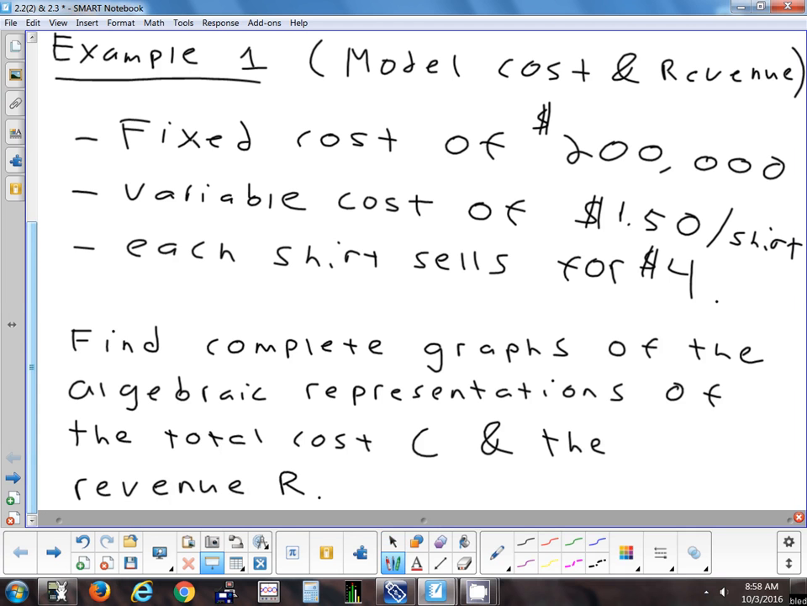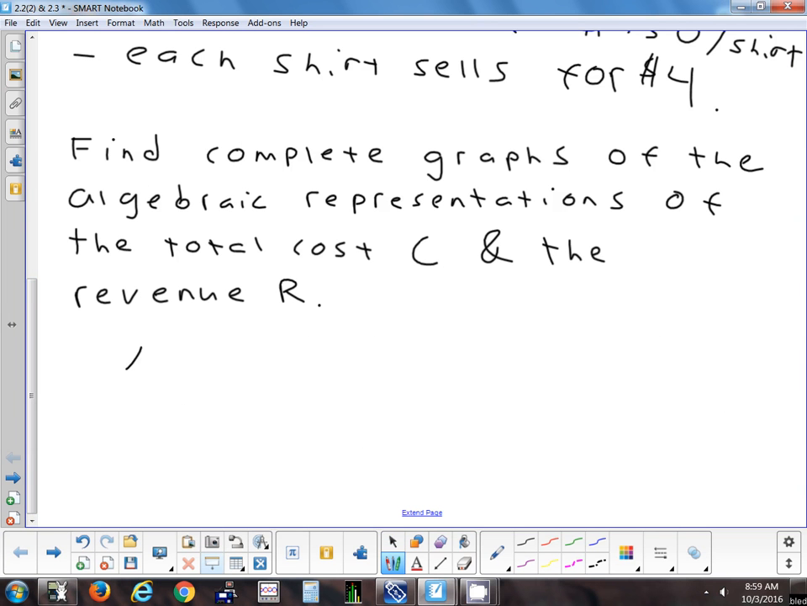The cost to produce each shirt individually. Well, that we know. We know the cost to produce each individual shirt is $1.50. So that's not going to be the variable, but it is something to do with the shirts. What about the shirts themselves? How many are produced? Yeah. So let's define our variable. Let x equal the number of shirts produced, or it could be sold, whichever formula we're using.